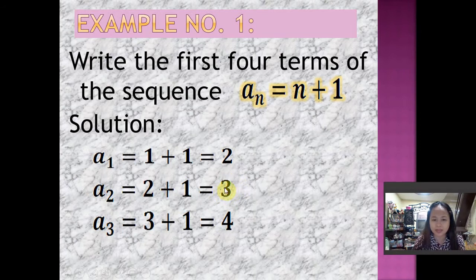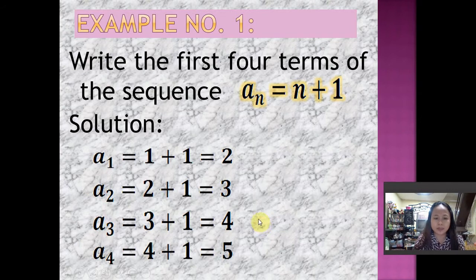Again, our second term is 3. Now, for the third term, since it's the third term, therefore, our n will become 3. And this n here will be replaced with 3. Okay, so 3 plus 1, and that is 4. So therefore, our third term is 4.